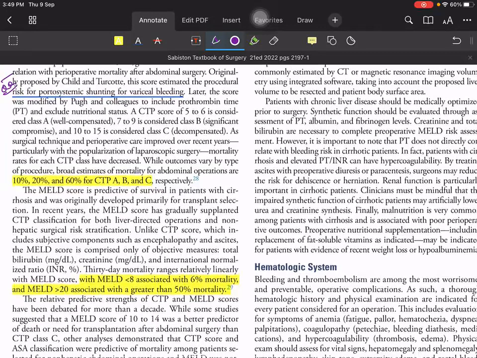So you know the CTP score: 5 to 6, 7 to 9, and 10 to 15, classes A, B, C. These are already known points. Now the new point added in the CTP score is the mortality rate. Mortality rate for A, B, C is 10, 20, 60. Remember 10, 20, 60.